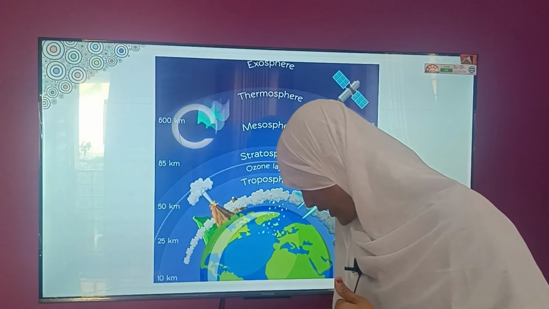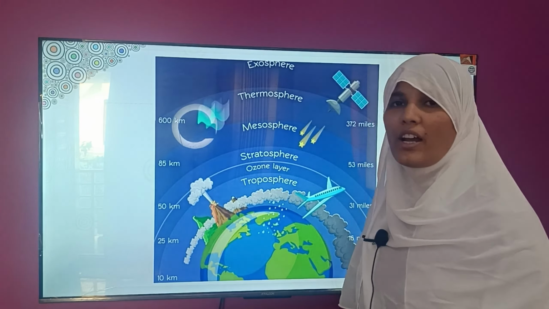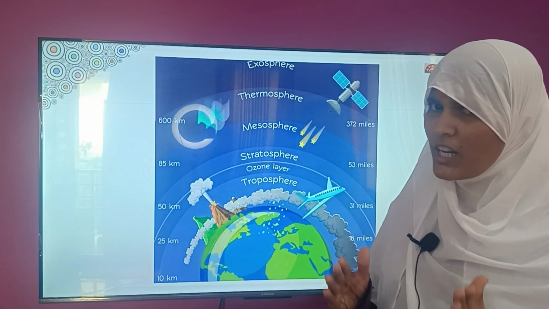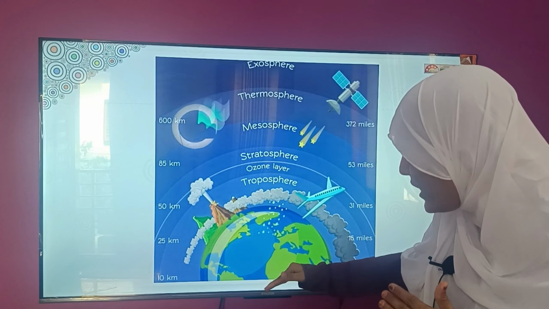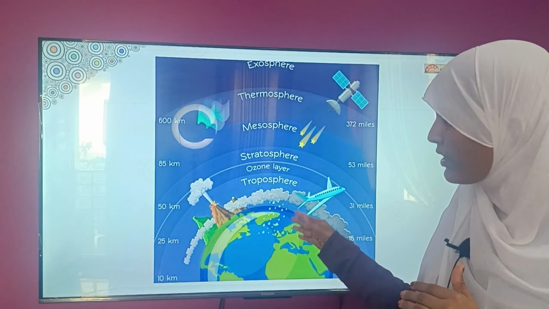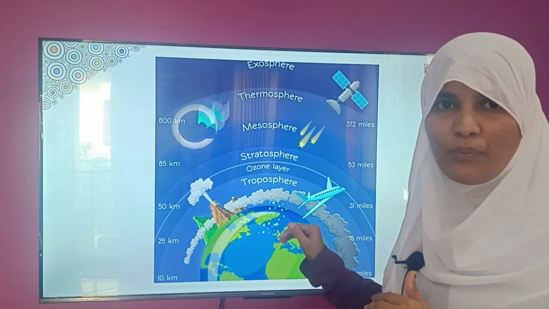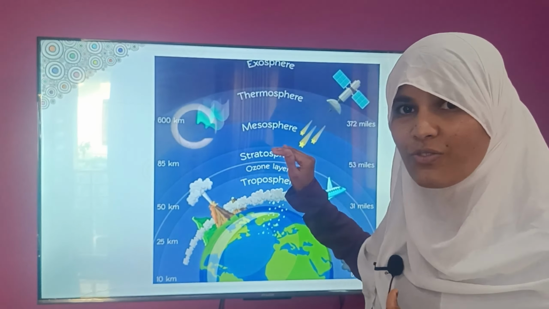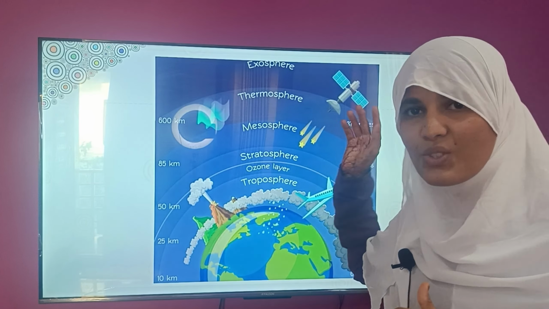Now let's move to the next one. There are 5 important layers in the atmosphere. So let's move one by one through all these layers. The first one is the troposphere, second is the stratosphere, third is the mesosphere, fourth is the thermosphere, and the last is the exosphere.